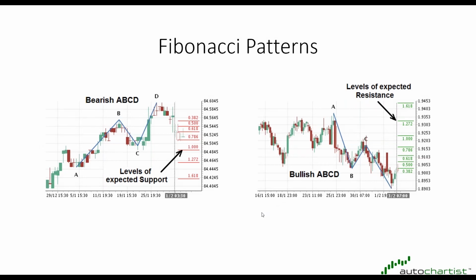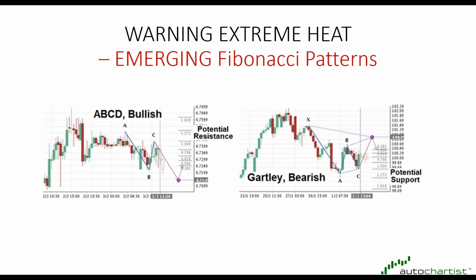Now, I'm hoping all of you are starting to get an understanding of the kind of things that Autochartist identifies. It's all about overbought, oversold, support, resistance, right? Prices too high, prices too cheap. These are the kind of movements that we're trying to identify. Now, I put warning, extreme heat on this one. This is starting to get a little bit complex, actually very complex. What we call emerging Fibonacci patterns, right?